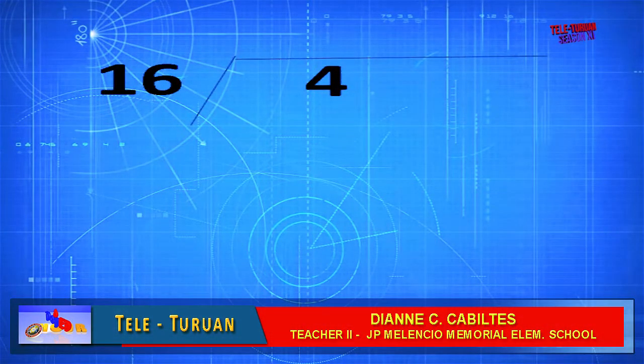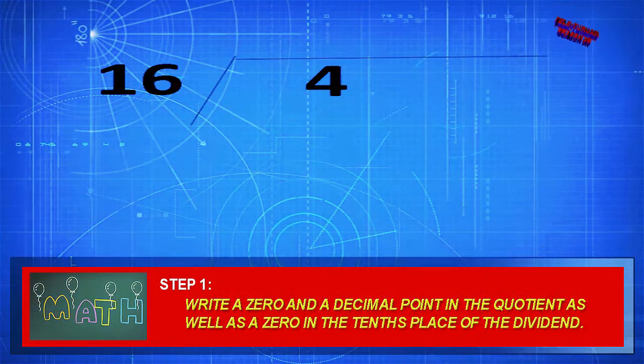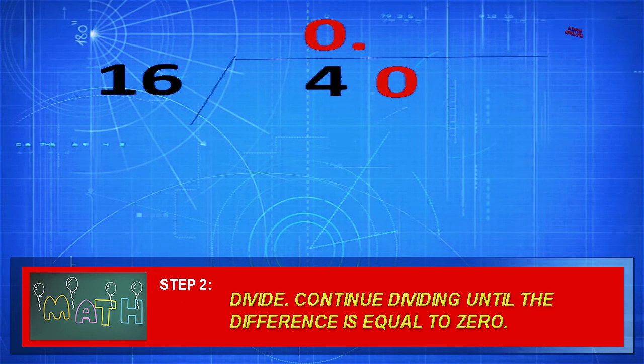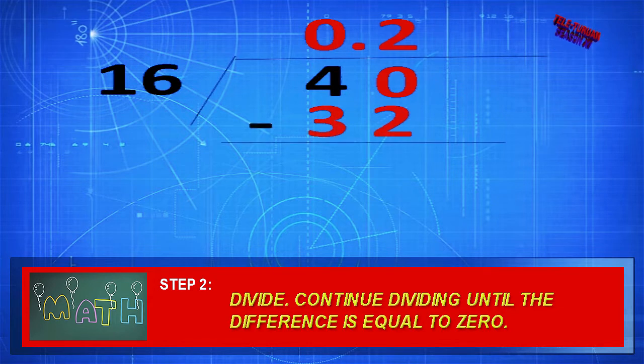Let's have another example. 4 divided by 16. The first step is to write a 0 and a decimal point in the quotient as well as a 0 in the tens place of the dividend. Step 2. Divide. Continue dividing until the difference is equal to 0. 40 divided by 16 is equal to 2. 2 times 16 is equal to 32. 40 minus 32 is equal to 8.